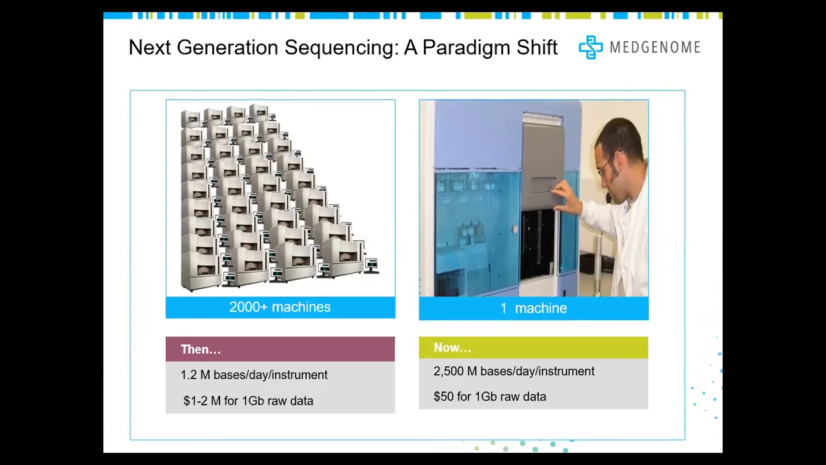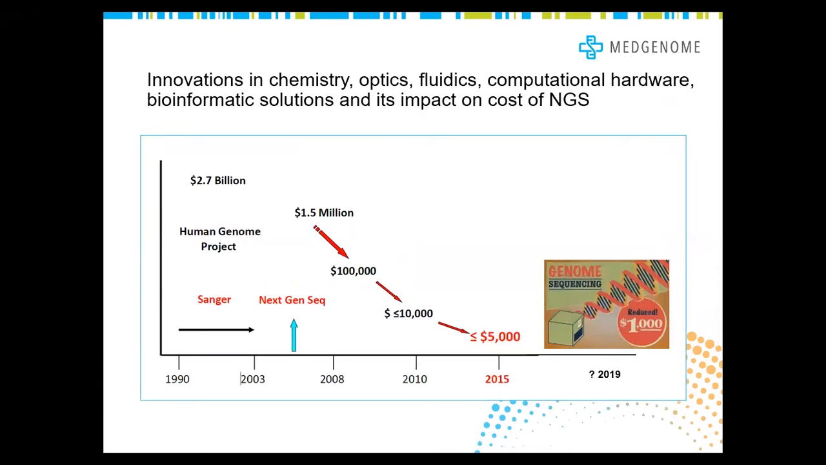So this is definitely a paradigm shift, and everybody is aware how the pricing is going down based on the innovations in the chemistry, the optics, the fluidics, and the computational hardware. All these newer solutions are having an impact on the cost. So there was a time when it was costing more than $1.5 million for a genome, and probably a time would come when we may have to pay less than $1,000 for your whole genome.